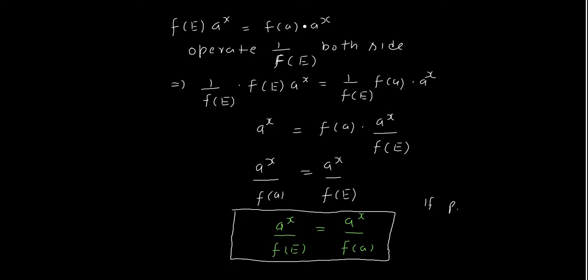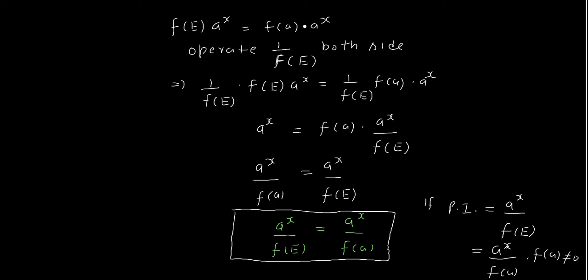So the particular integral of the type e to power x upon f of e is equal to a to power x upon f of a, provided f of a does not equal 0. So this one is case 1.